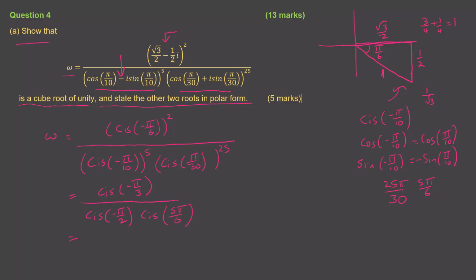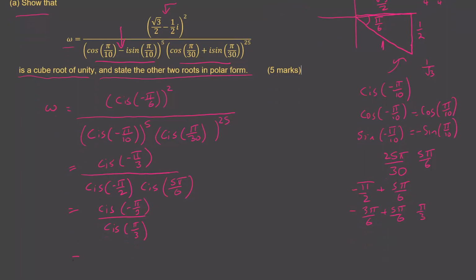So what do we need to do? On the bottom here, we're going to add the angles. So negative pi by 2 plus 5 pi by 6. Which is negative 3 pi by 6, add 5 pi by 6. So that's 2 pi by 6 or pi by 3. So we've got cis negative pi by 3 divided by cis of pi by 3. And therefore that is going to be equal to cis negative 2 pi by 3.